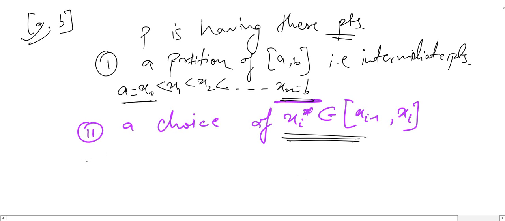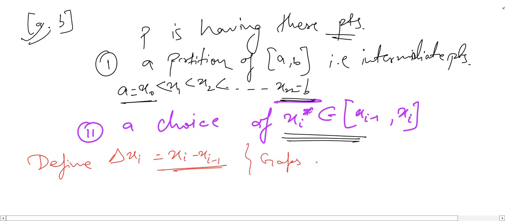Now the third point says that we would define delta xi, which is nothing but xi minus xi minus 1, right? So we would try to find the gaps in the interval. This is nothing but the gaps in the intermediate points. The delta xi means the gap between point x1 and x0, and it will go on, right?